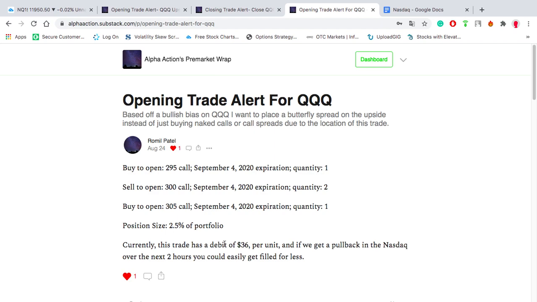And I told them this trade has a debit of $36 per unit, and if we get a pullback in the Nasdaq over the next 2 hours, you could easily get filled for less.